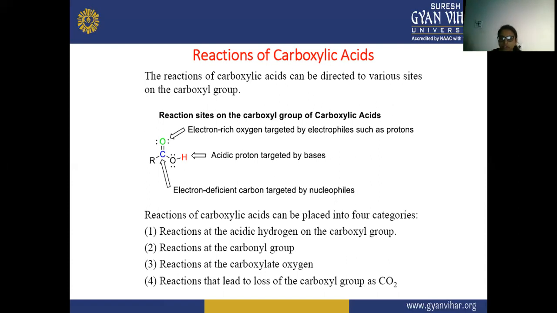Next, the reactions of carboxylic acid can be placed into four categories. First is the reactions at the acidic hydrogen. Secondly, the reaction at the carbonyl group. Thirdly, reaction at the carboxylate oxygen. Fourth, reaction that leads to loss of the carboxyl group as CO2. Here the whole CO2 is removed out. When the CO2 is removed, that type of reaction is known as decarboxylation.